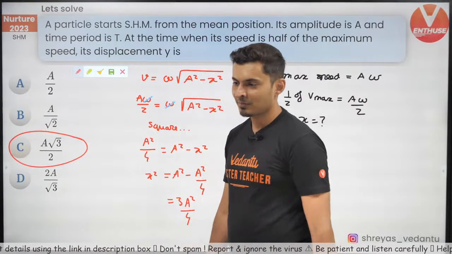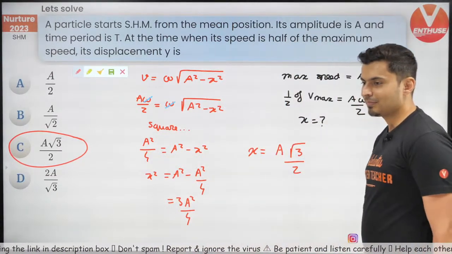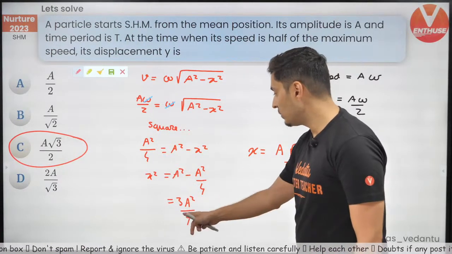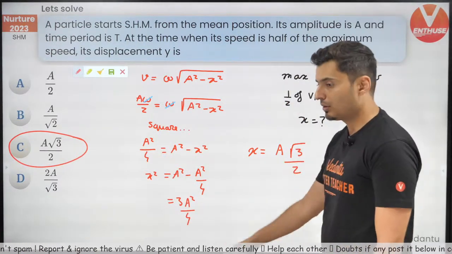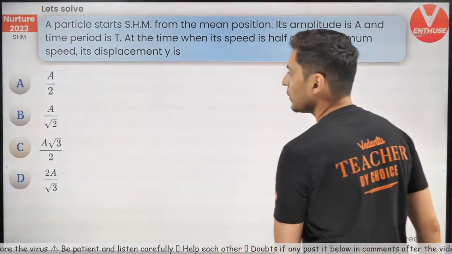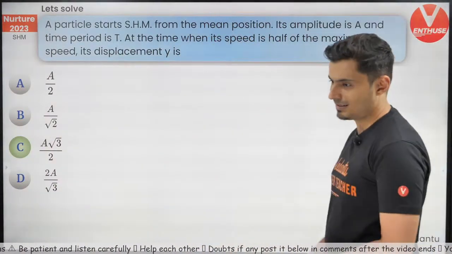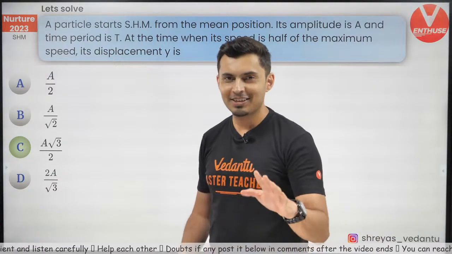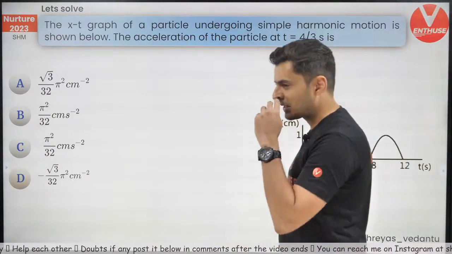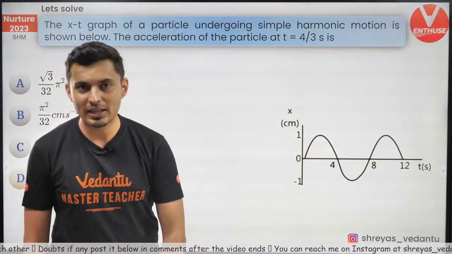Option C. Thank you, Muskan. Yep. So 1 minus 1 by 4 is 3 by 4. So that root of 3 will come over here and root 3 by 2. Perfect. Yes, option C is correct. So you are getting the hang of simple harmonic motion. It's all about equations. Let's do one last question.